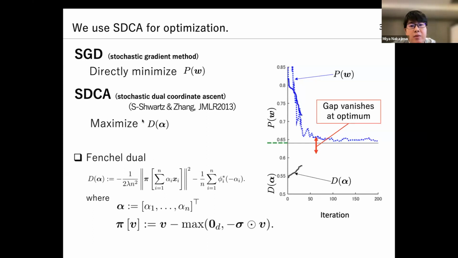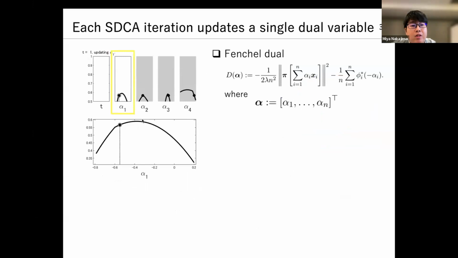The advantages of SDCA are that it has a clear stopping condition. It does not require hyperparameters like step size. When SDCA is run, the difference between P of W and D of alpha converges to 0. Thus, the iterations of SDCA can be stopped once it falls below a certain level. SDCA updates the Fenchel dual D of alpha for each dimension.